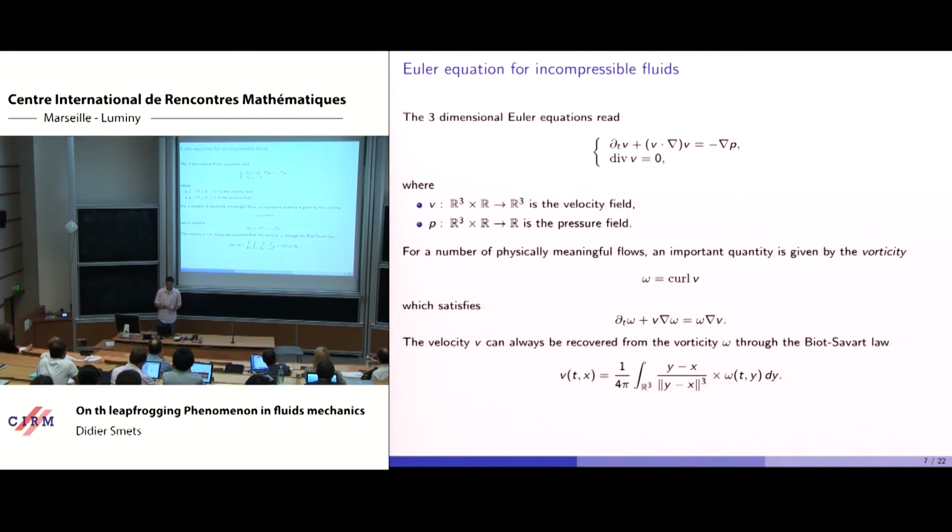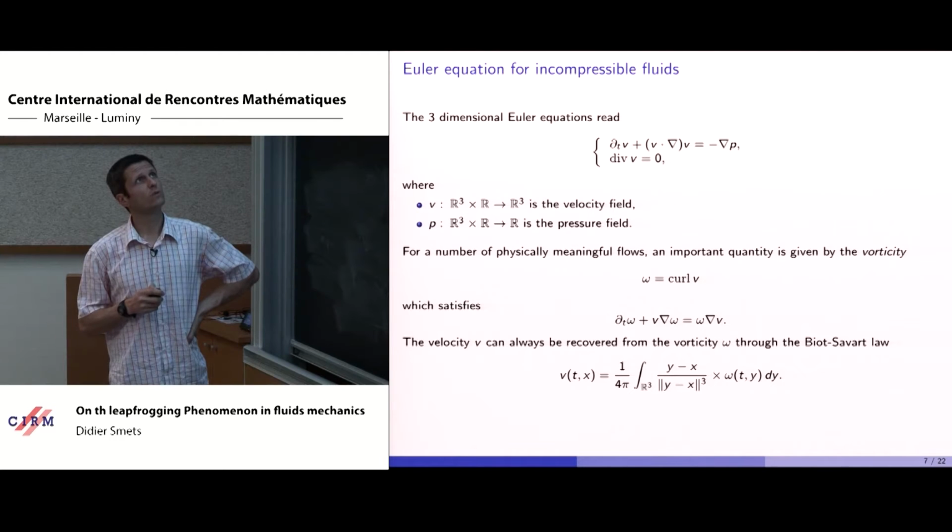So now I will switch to mathematical equations, and in the rest of the talk, we'll try to make the connection and to give some precise statements. So this would be for the classical fluids. I recall just there the Euler equation for three-dimensional fluids, and I will spend a bit of time to make the parallel with the Gross-Pitaevskii equation, which I will write after.